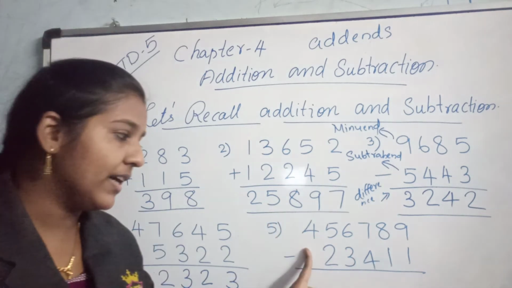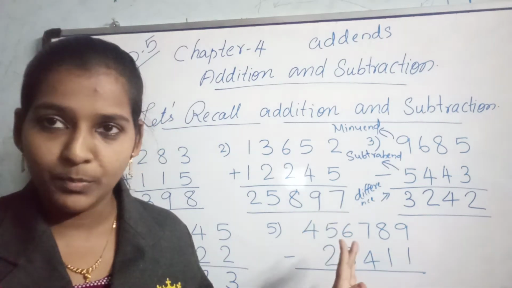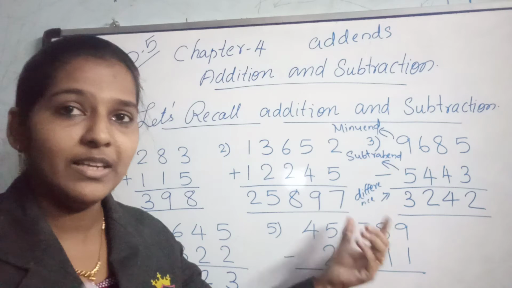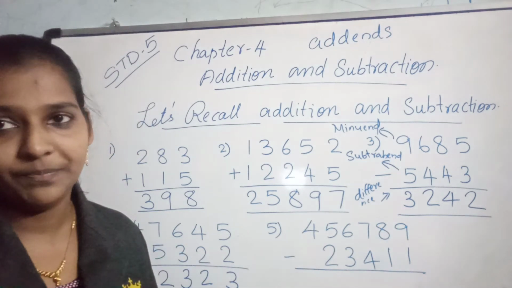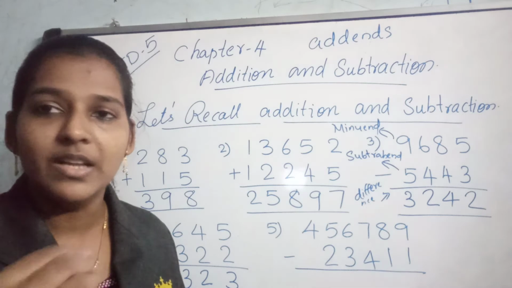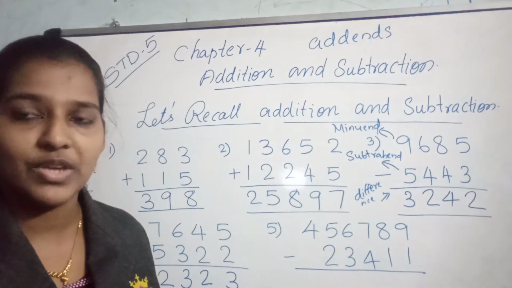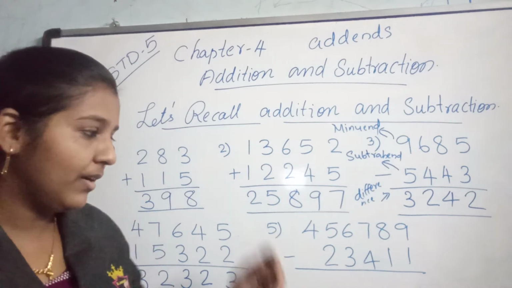Clear? If the arrangement is wrong, then your answer will be wrong. Okay, if you are starting from the highest place, your answer will be wrong. So make sure that the arranging in column is correct. After that, do the subtraction. Clear, children? Subtraction or addition, whichever operation is given to do, you have to check if both are arranged in a proper way. Okay, all right.